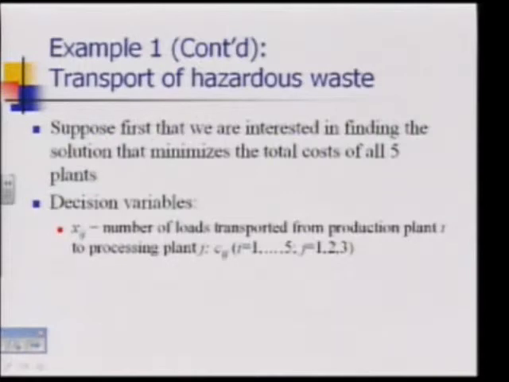And this Xij is something like the number of loads transported from production plant I to processing plant J. And then you have the unit cost, right? And then here's how you make assignment on this. Okay, and this is something that happens all the way to many engineering applications.